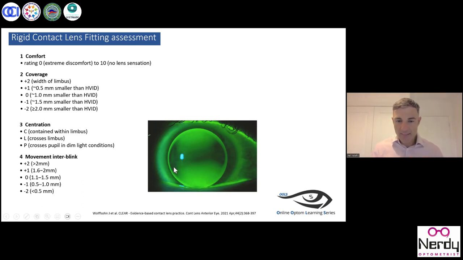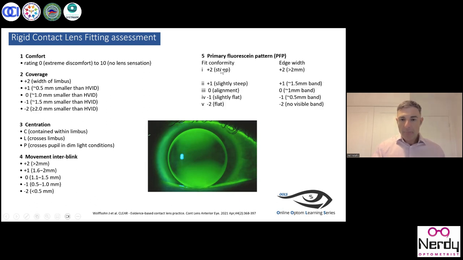We know the movement will be more of a soft lens. Of course, we can't check that in this position because we've not got a dynamic video of it. It was just a flat image. But again, from a 2 millimeter scale downwards. And then you've got your fluorescein pattern. So we look at that fit conformity overall. We could use a plus two steep to a minus two flat, and also that edge width that we talked about earlier as well, zero being the optimum level of around a millimeter. Okay.